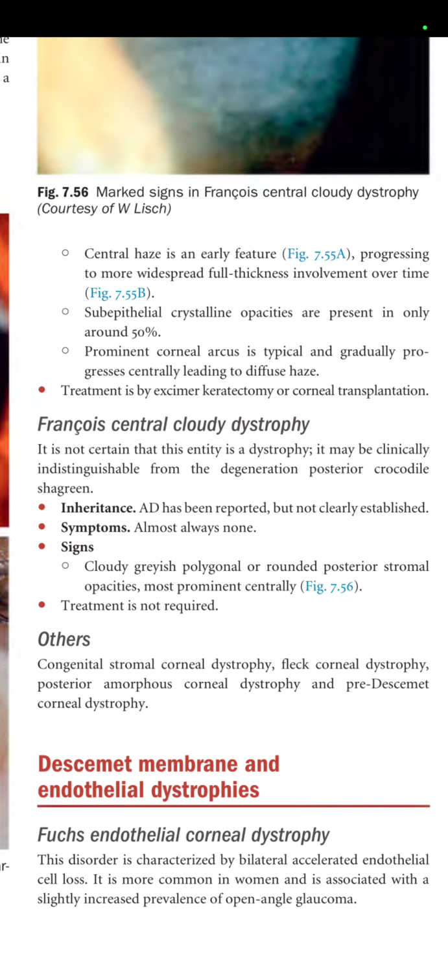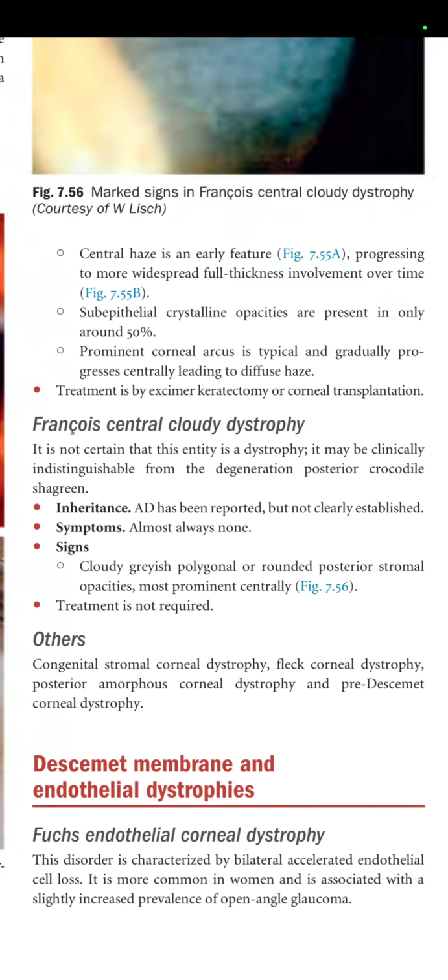Symptoms are almost always none. Signs show cloudy grayish polygonal or rounded posterior stromal opacity, more prominent centrally. Treatment is not required. Other stromal dystrophies are congenital stromal corneal dystrophy, fleck corneal dystrophy, posterior amorphous corneal dystrophy and pre-Descemet corneal dystrophies.